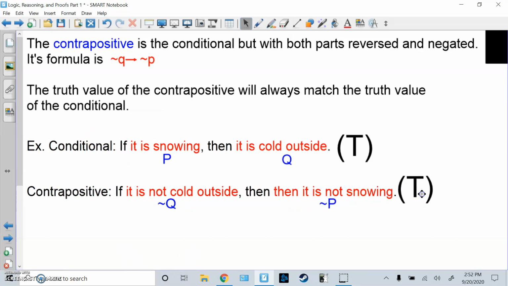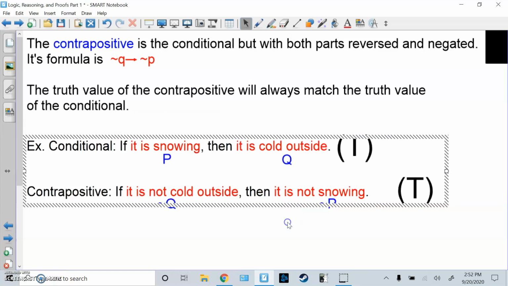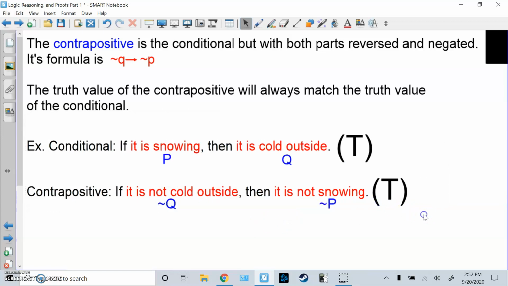So if it is not cold outside, see how I reversed it, put Q first and the opposite? Then it is not snowing. So I put P second and I did the opposite, negated. So all you know is it's not cold outside. Can you guarantee me it's not snowing? The answer is yes. That is true. So the truth value of the contrapositive will always match the truth value of the conditional. So these will both be true or both be false.